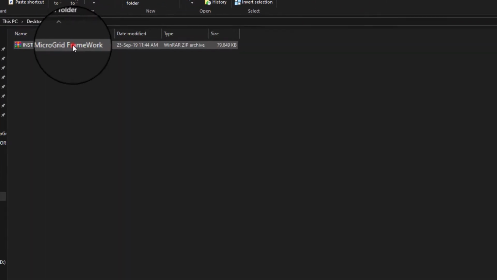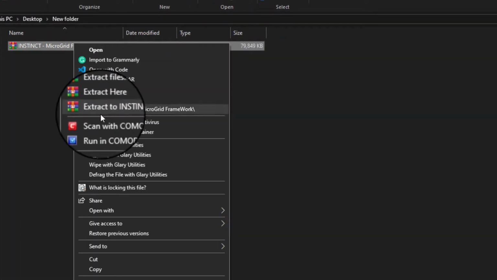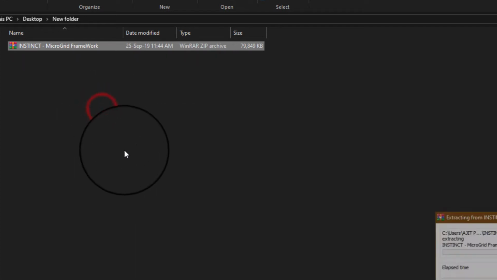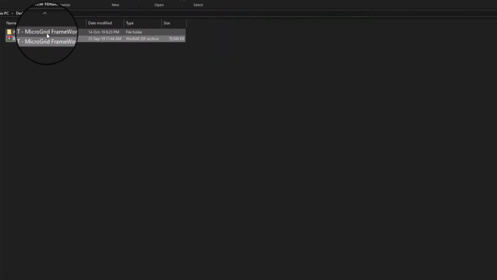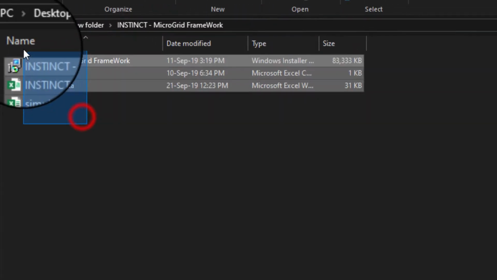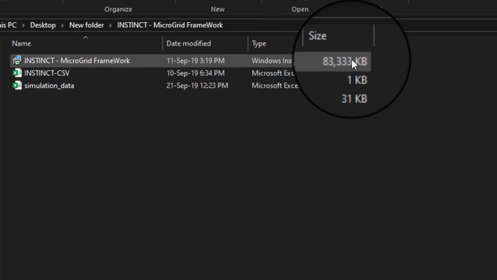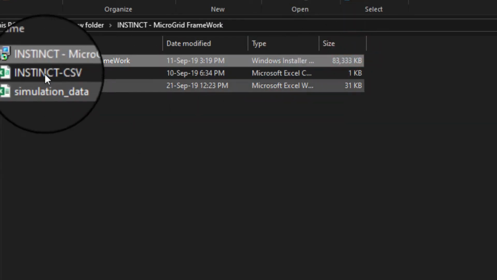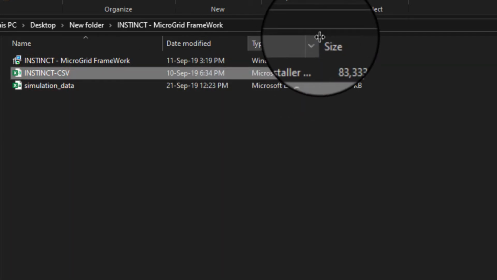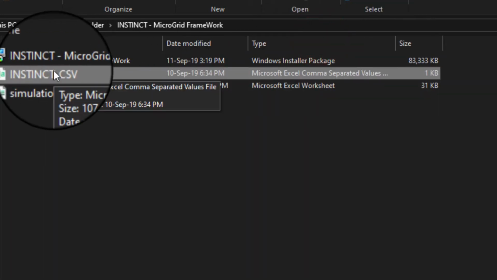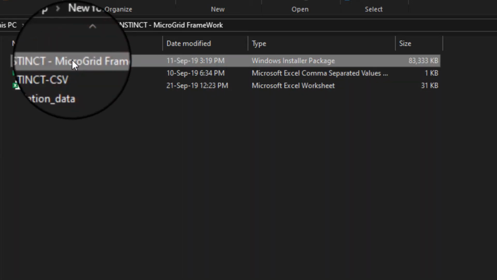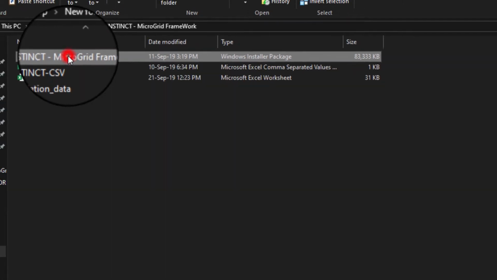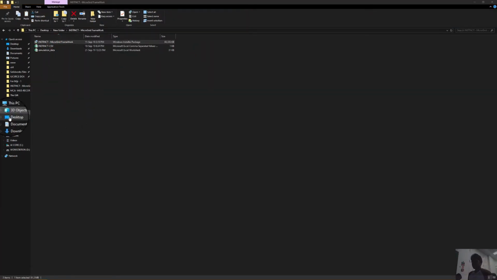The link will give you a file like this, and you might need a normal extractor. You can use WinRAR, WinZip, or normal Windows unzip. You can actually extract the data. Inside that you'll find three files. One is around 84 MB and the others are very small. One will be a CSV file and another one a Microsoft Excel worksheet. The third one is the installer, so install it and follow the screen. I have already installed it, so I'm skipping that portion.